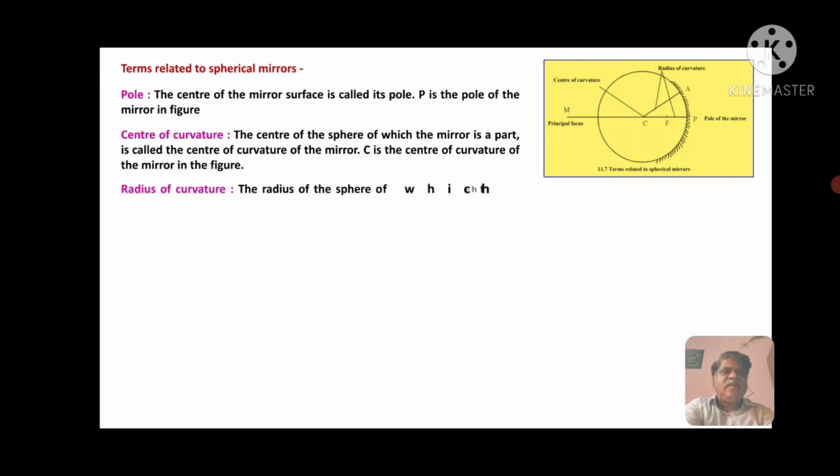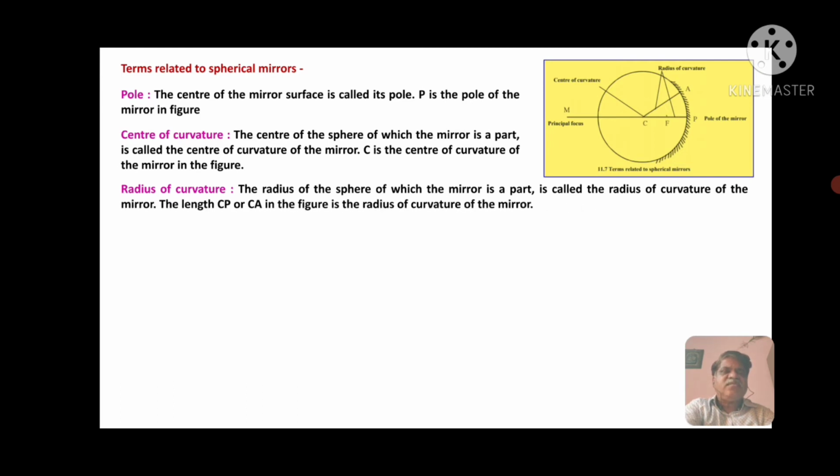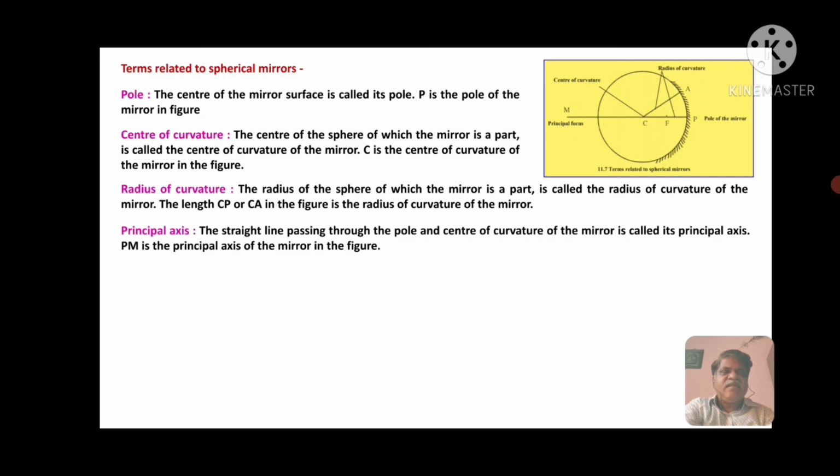Third, radius of curvature. The radius of the sphere of which the mirror is a part is called the radius of curvature of the mirror. The length CP, or length CA in the figure, is nothing but the radius of curvature of the mirror. Fourth one, principal axis. The straight line passing through the pole and the center of curvature of the mirror is called its principal axis. PM is the principal axis of the mirror in the adjoining figure.